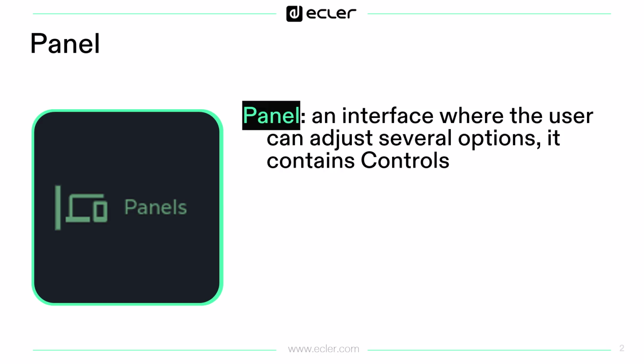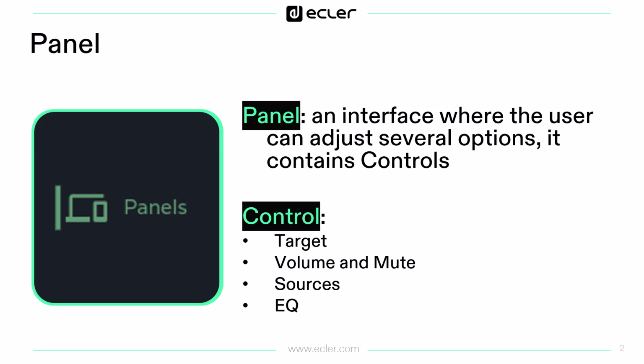In this chapter, you are going to see how to create panels for users. A panel will contain several controls that will allow a user to adjust them to his taste. Depending on what signal it is controlling, the target, the installer can allow the user to adjust volume, sources, or EQ.